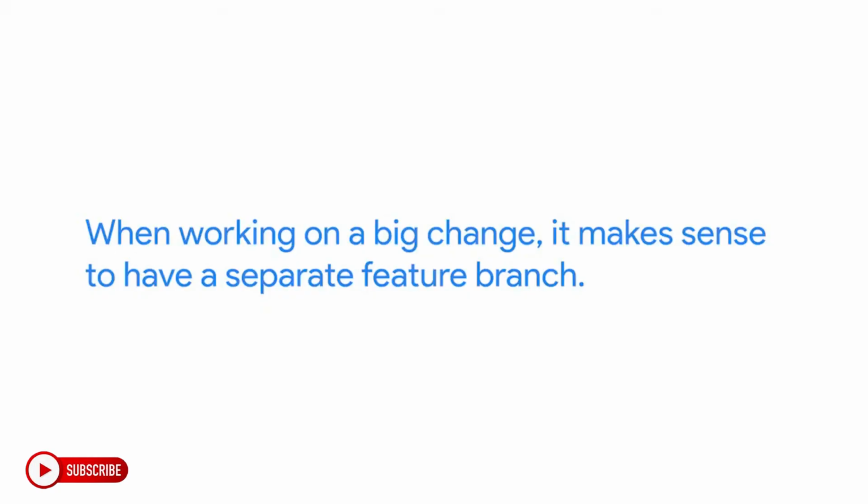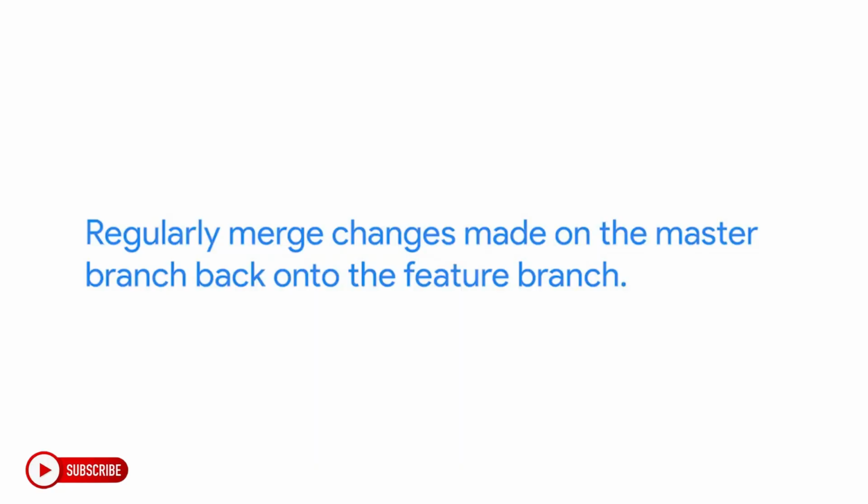We called out already that when working on a big change, it makes sense to have a separate feature branch. This lets you work on new changes while still enabling you to fix bugs in the other branch. To make the final merge of the feature branch easier, it makes sense to regularly merge changes made on the master branch back onto the feature branch. This way, we won't end up with a huge number of merge conflicts when the final merge time comes around.